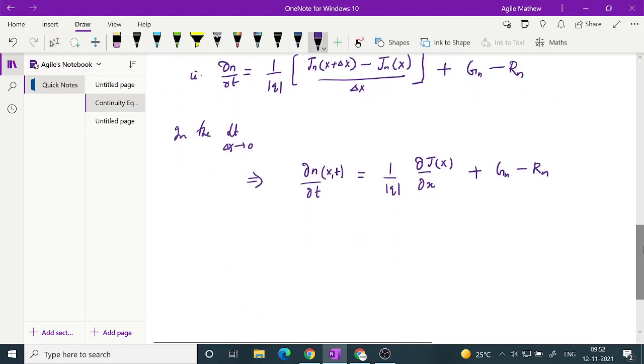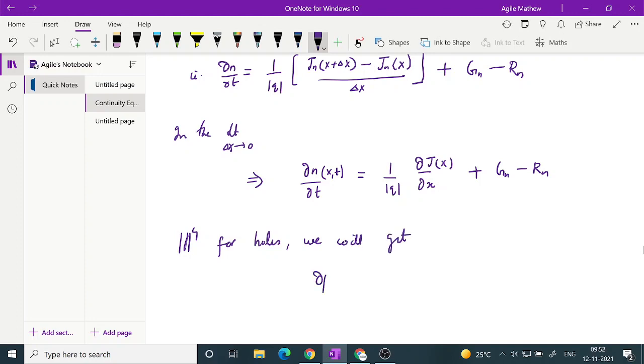So similarly for holes, we will get dou p of x and t by dou t will be equal to 1 by q, but now there will be a minus sign here. Dou, so here it is jn and here it will be jp by dou x, plus Gp minus Rp.